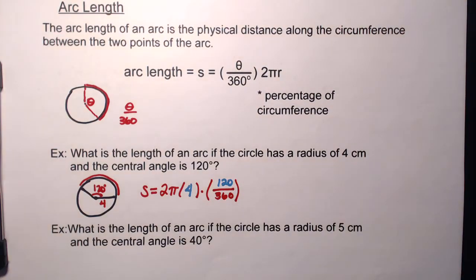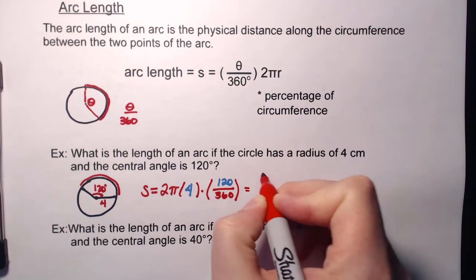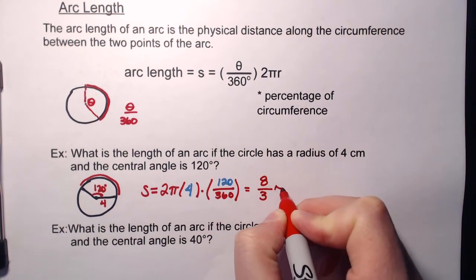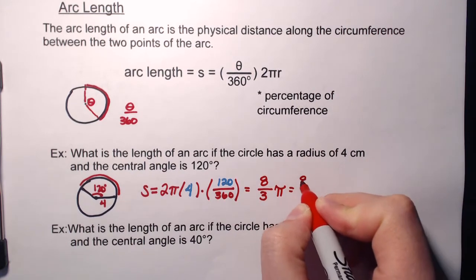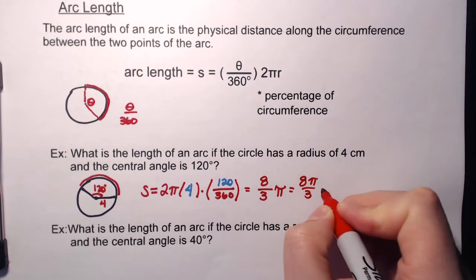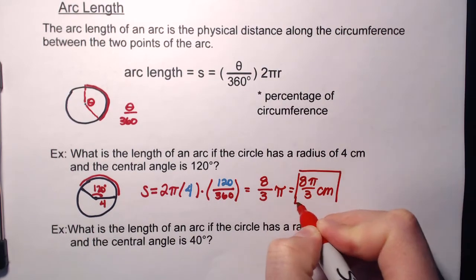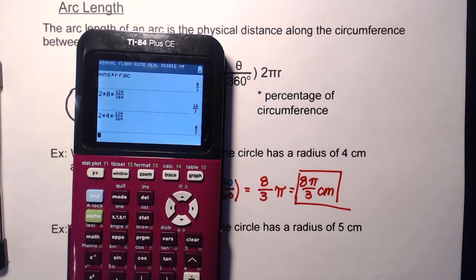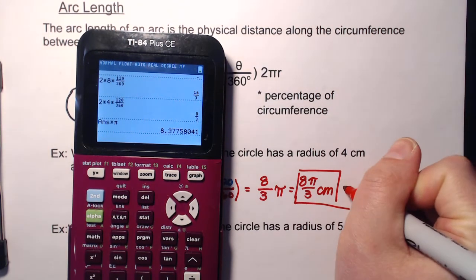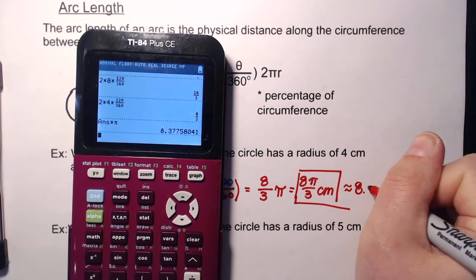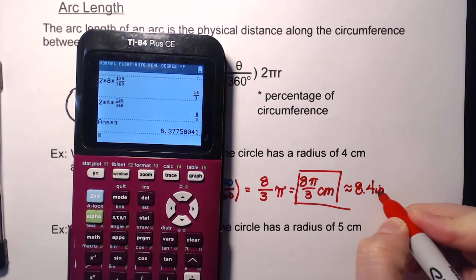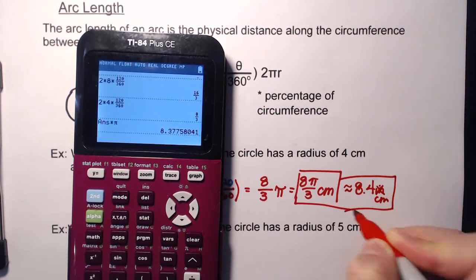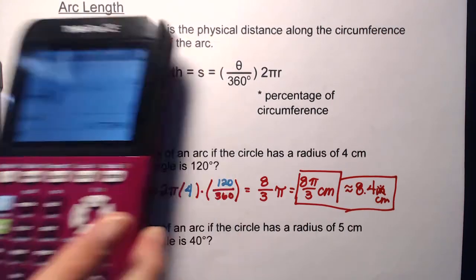So the way that we would write this answer is 8/3 pi or 8 pi thirds. And it's centimeters. So that's one of my answers. Now I'm going to take that 8/3 and multiply it by pi. Pi is an irrational number, so there's no way to put that value into a fraction. Centimeters. Okay, so that would be the answer.